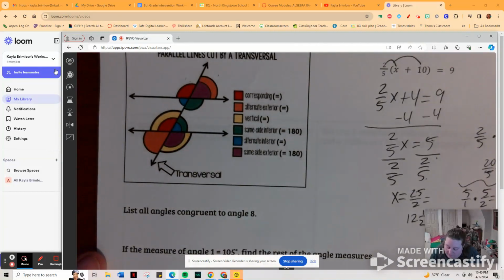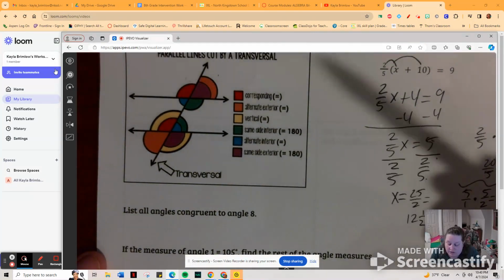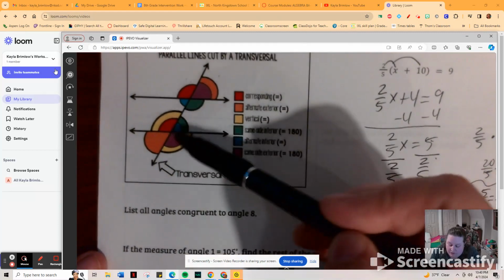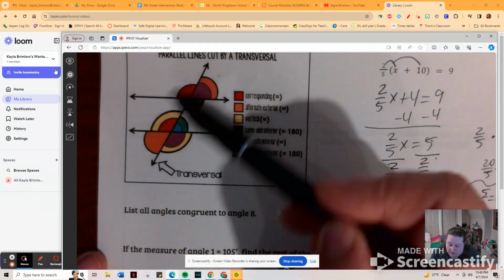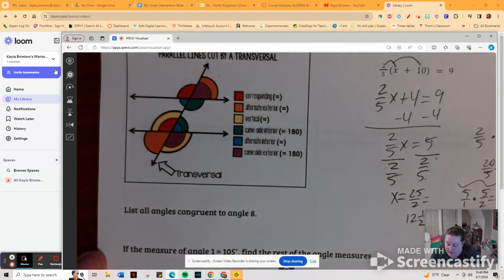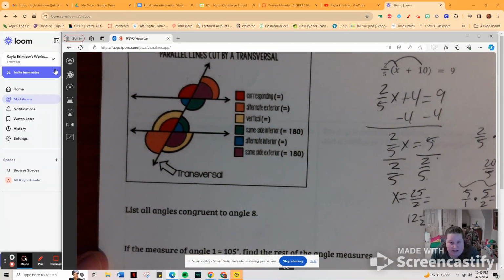And then we have same side exterior. So same side of the transversal, outside the parallel lines. So that's in purple. It could also be on this side as well, and they add up to equal 180.